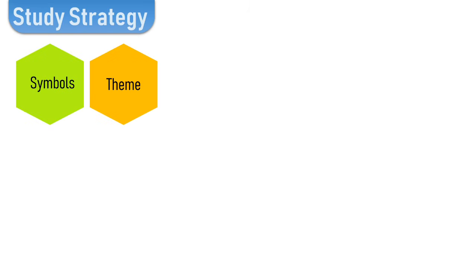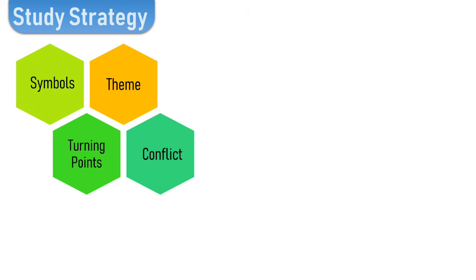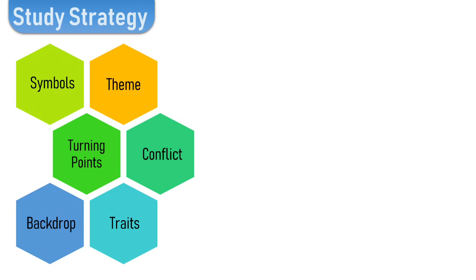When preparing for the AP Literature book essay, you should make a study guide on each individual book that you use in your repertoire and include an analysis of these elements: the symbols in the book, important themes, turning points, conflicts, backdrop, which is pretty much the setting, and significant character traits.